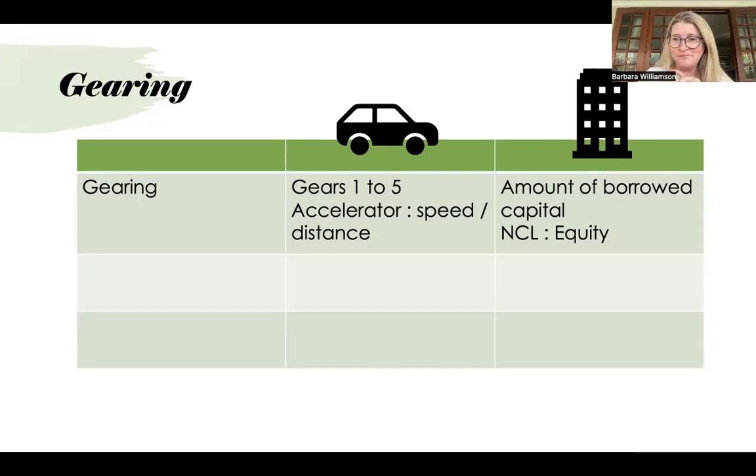If we're looking at our business and we talk about gearing, it's a very similar concept because it's still looking at what effort gets put in and what comes out. For the business, instead of referring to what speed we get, we're looking at how much borrowed capital is being used. And we're looking at a ratio of our non-current liabilities to our equity.